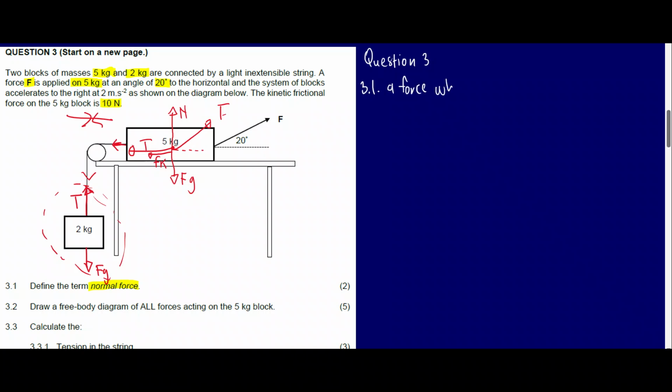So how can we define that? We can say a normal force is a force which a surface exerts on an object.